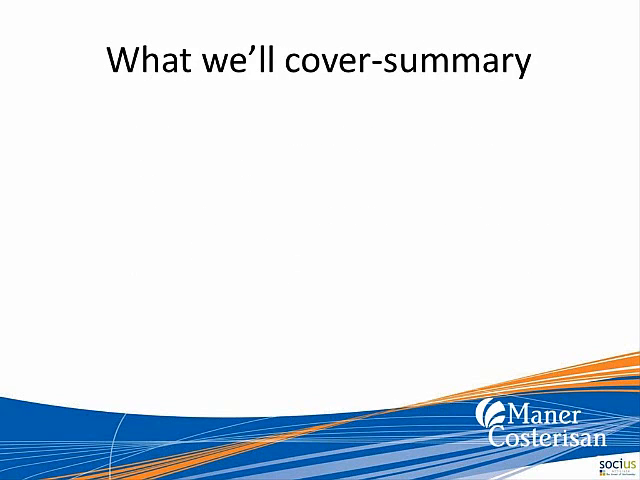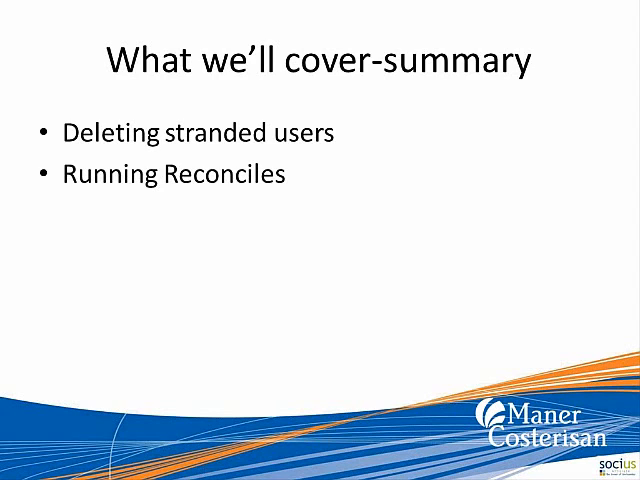So here's our agenda today in summary. We're going to talk about, at least, deleting stranded users. What's a stranded user? A stranded user is somebody that it thinks it's in GP, but it's not in GP. How do you get rid of those? Running reconciles. Sometimes you may notice that in one part of the system you have these numbers, but in another part of the system you have these numbers or these totals. They're not reconciled. A reconcile is a really quick, fast, easy way of getting these things in sync.